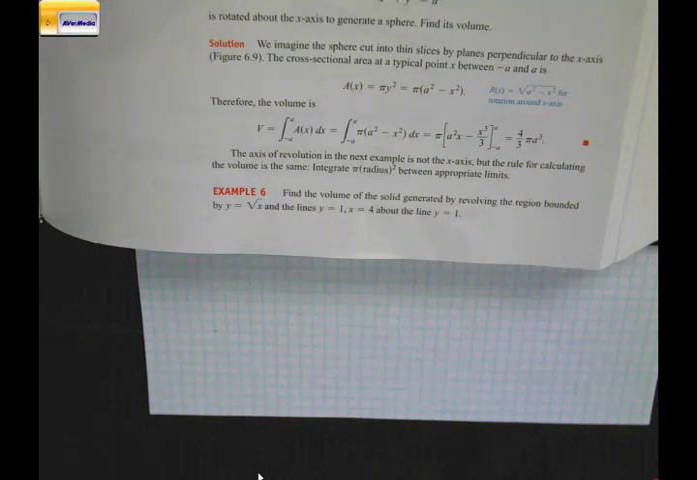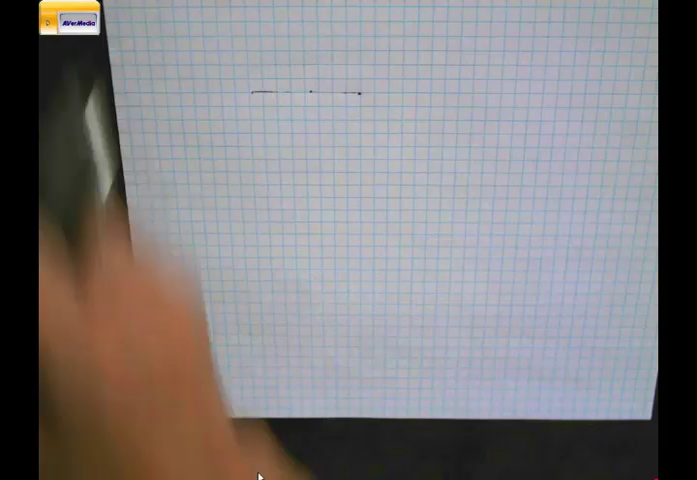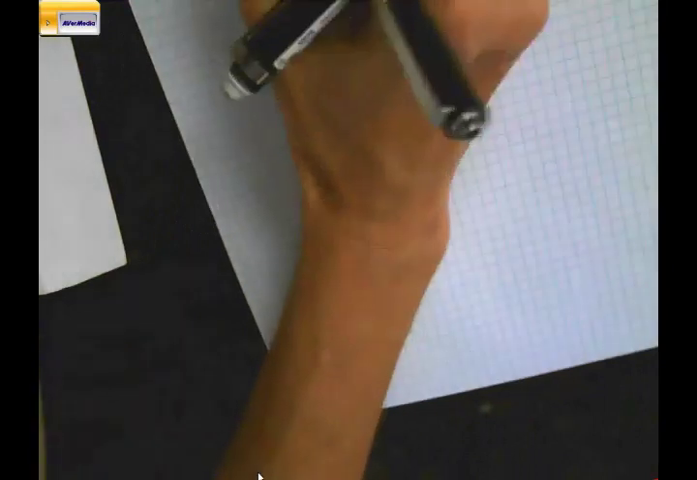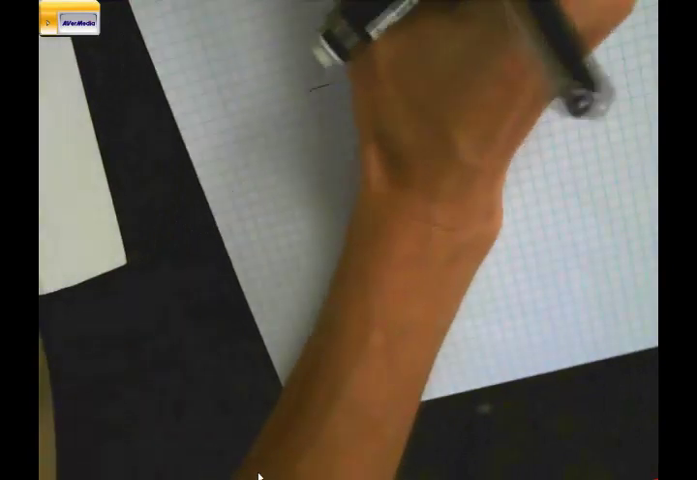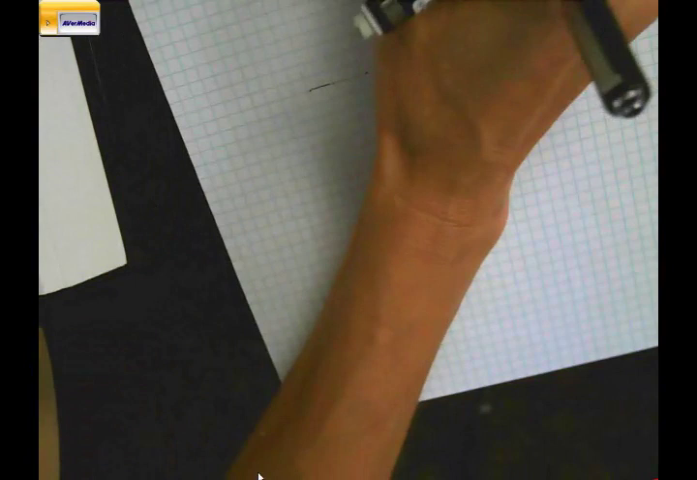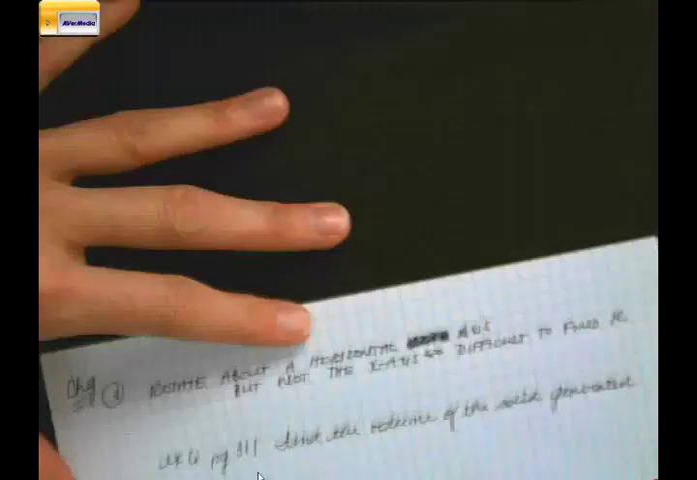Okay, I'll write all these words down because you have to look at it. You have to read it a couple of times to understand the question alone. So here's what it says. It says find the volume of the solid generated.